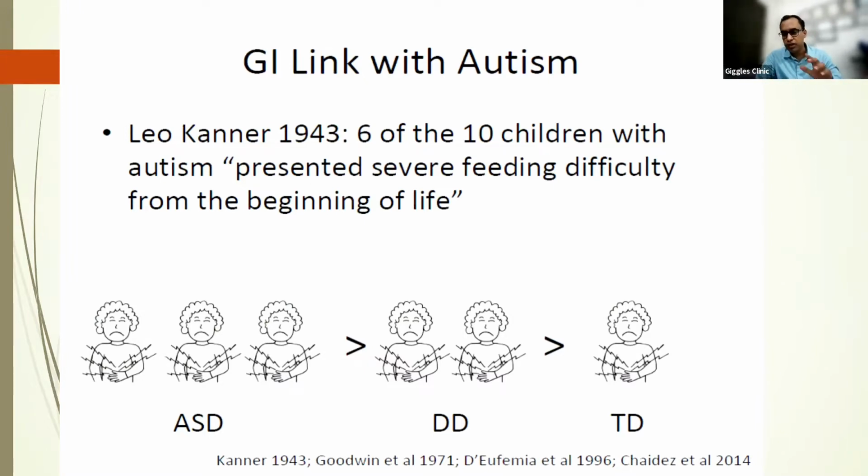In 1943, Leo Kanner, a gastroenterologist, did a study and found that 6 out of 10 children with autism presented with severe feeding difficulties. This was way back in 1943, when nobody was aware of these terms. What he found was that the problem of feeding difficulties was much higher in ASD compared to developmental delay children and compared to neurotypical children.